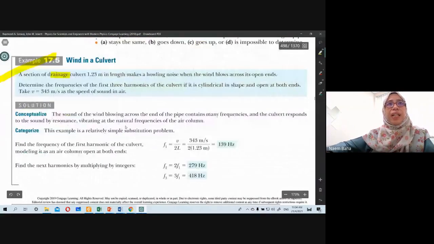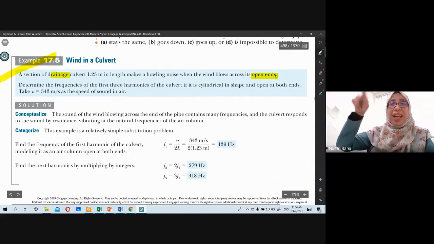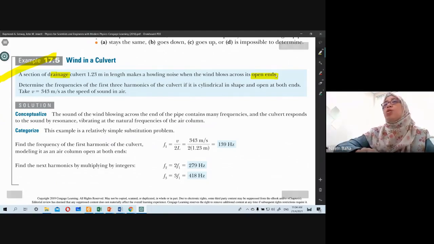Okay, this example is very simple. So we have to identify the ends. It says that it's open at both ends. So since it's open at both ends, we are looking at V over 2L. Determine the first three harmonics.